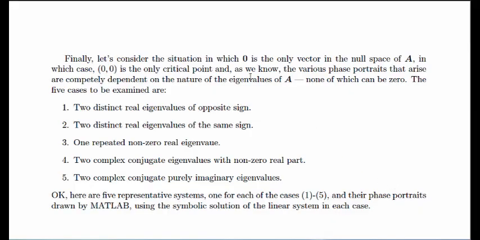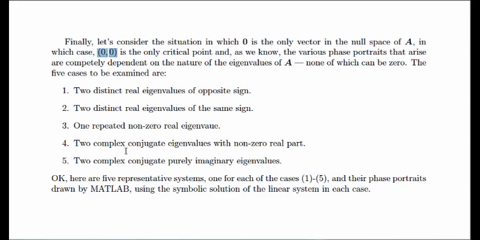Finally, let's consider the situation in which the 0 vector is the only vector in the null space of A, and that means the origin is the only critical point. And as we know, the various phase portraits that arise are completely dependent on the nature of the eigenvalues of A, none of which can be 0. The 5 cases to be examined are these. The first, 2 distinct real eigenvalues of opposite sign, 2 distinct real eigenvalues of the same sign, 1 repeated non-zero real eigenvalue, 2 complex conjugate eigenvalues with non-zero real part, and 2 complex conjugate purely imaginary eigenvalues.